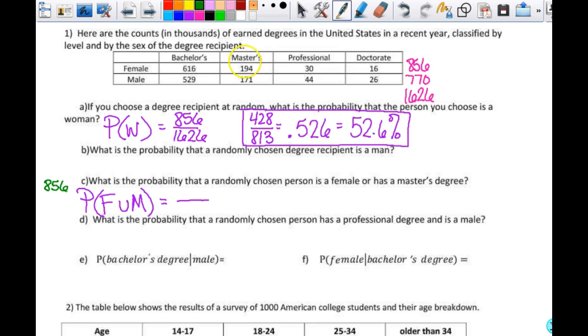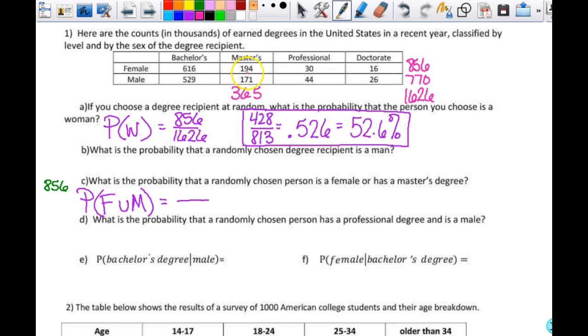171. Do I also add the 194 since it's right here? No. Why not? Because they're female, and we've already used them, right? That's why it doesn't work separately. Let me give you the total for the master's degrees. It is 365. So I'm taking the 856, because I could be a female or have a master's degree. I only add the 171. I do not add the 365, because this 194 under master's degree is already included in the total that went across this way. If I do them separately and then add them, I'm counting the 194 twice, and you don't get to count those people twice.